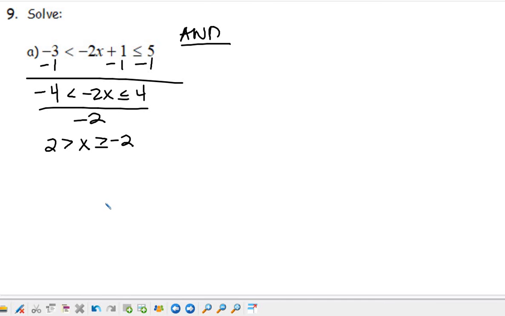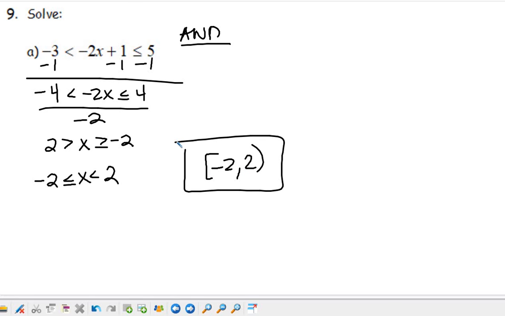Now you may want to flip this around so that you don't write it incorrectly. So you have negative 2, pointy side, x, pointy side, not equal to 2, which means that my solution is negative 2 included because it has equal to, positive 2 not included.